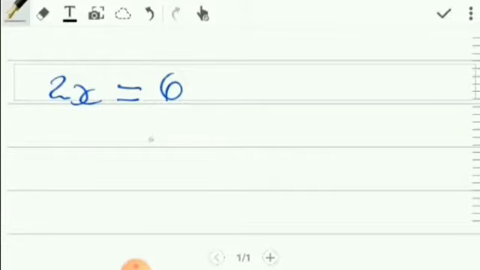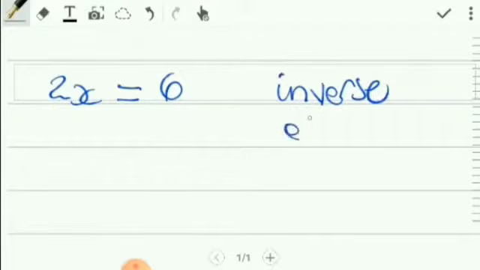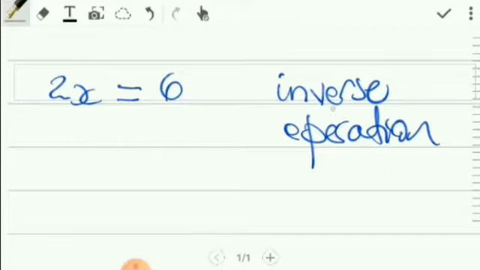The key information that we need to know is that anything we intend to cancel or get rid of, we need to do the inverse operation. So here it is, the inverse operation. So let's look at this.